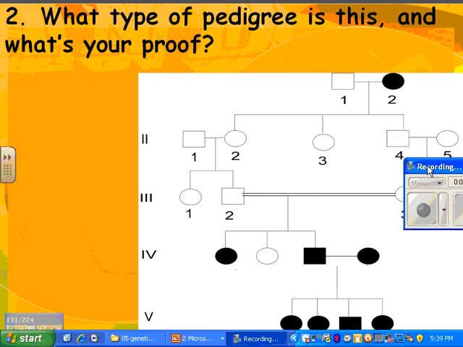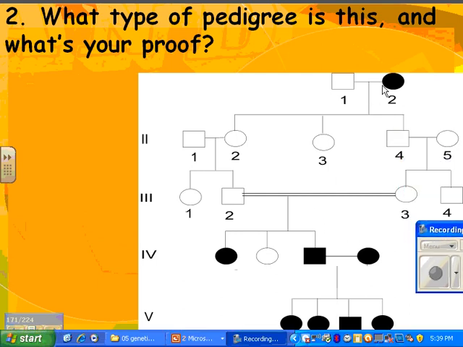Okay, how about this? What kind of pedigree is this and what's your proof? So you have someone who has it, but none of the kids do, and none of the grandkids do. And then you have a cousin marrying a cousin here. Oh my goodness. And they have kids who have it. Imagine that. So this was a recessive trait.